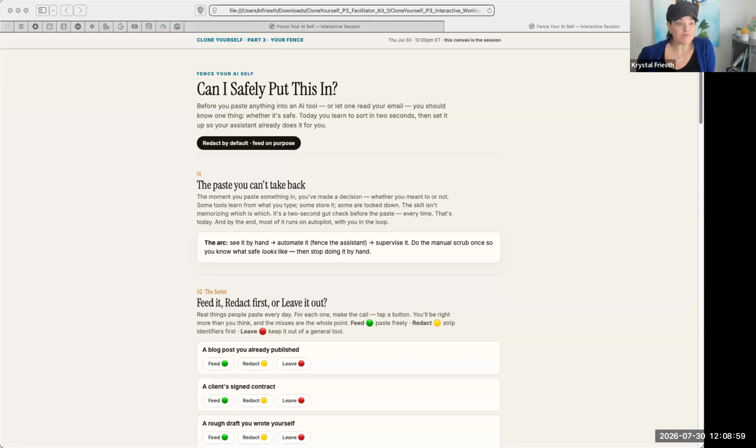So my promise for the next hour is that we're going to deliver things over two parts, right? One, you're going to leave with the 2-second rule for what's safe to put in AI today. And then two, and this is the real prize, you'll leave knowing how to set up an assistant that already drafts inside of rules that are specific to you and your context, right?